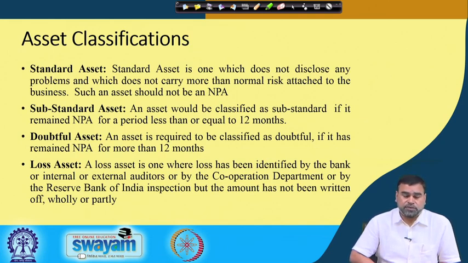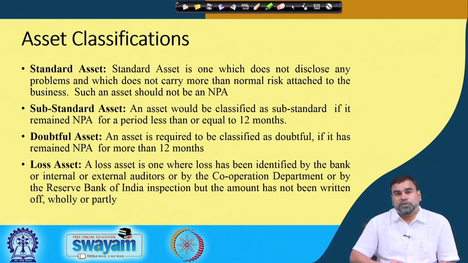What do you mean by the standard asset? The standard asset is basically one which does not disclose any problem and which does not carry more than normal risk attached to the business. That means they are not NPA. So, any loan which has been taken and is repaid periodically, the interest is paid periodically, the principal is paid periodically, then obviously that kind of asset is considered as the standard asset. Apart from the normal credit risk and other risks which are already measured by the commercial bank, no other type of problems arises with respect to that kind of loan, so they are considered as the standard asset.